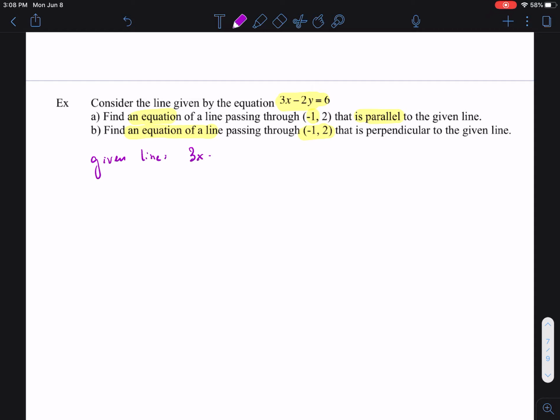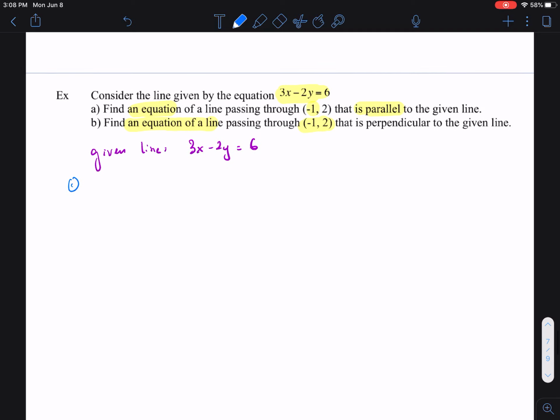Okay. So in order for us to sketch this, perhaps we can do a separate way. We can solve for slope intercept form. So let's go ahead and do that.